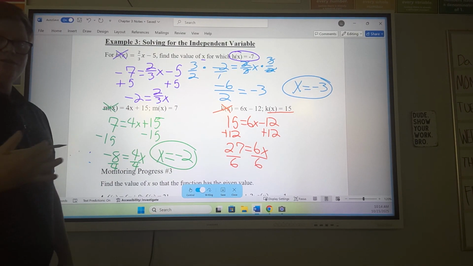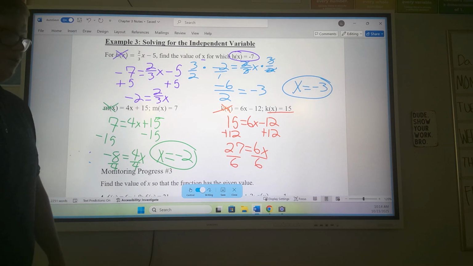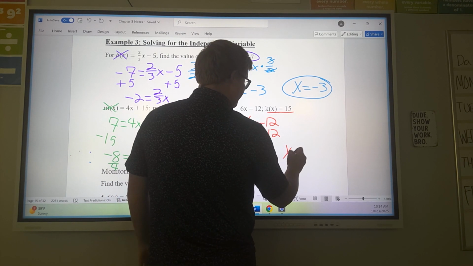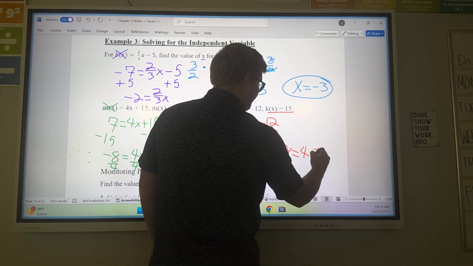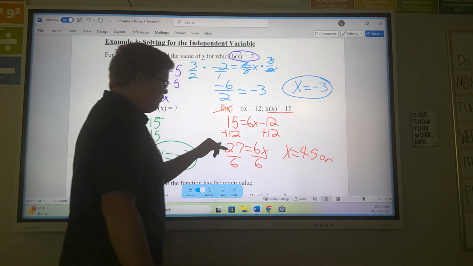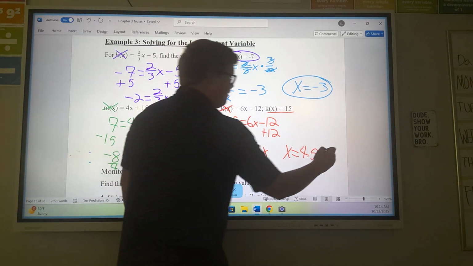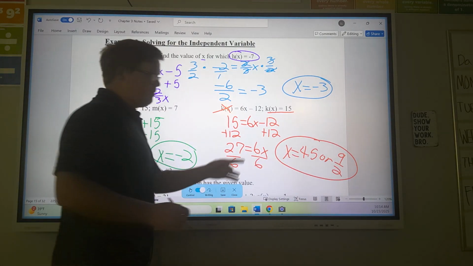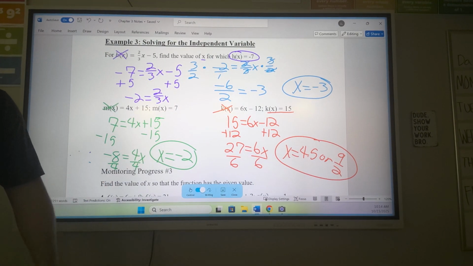Now you can either divide 27 by 6 and get your answer, or you can reduce the fraction. So we have two possible answers. We have x equals 4.5, or the reduced form of 27/6 is 9/2, because we can divide them both by 3. So I'll accept either of those answers, 4.5 or 9/2.